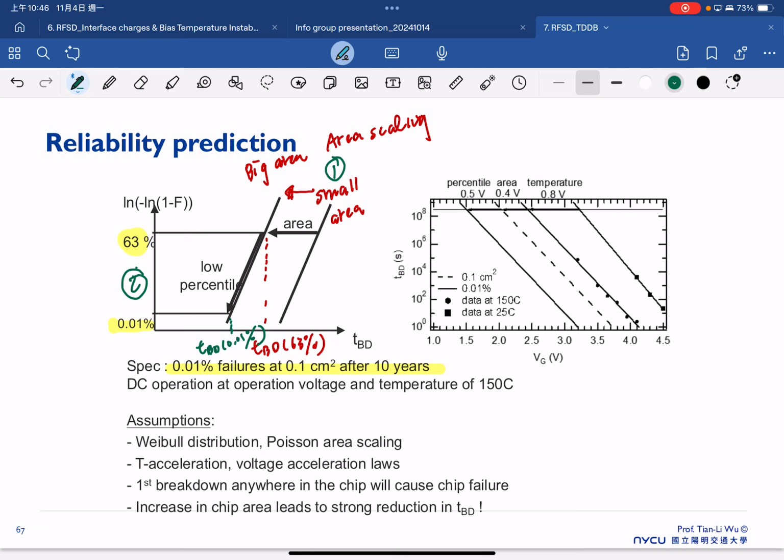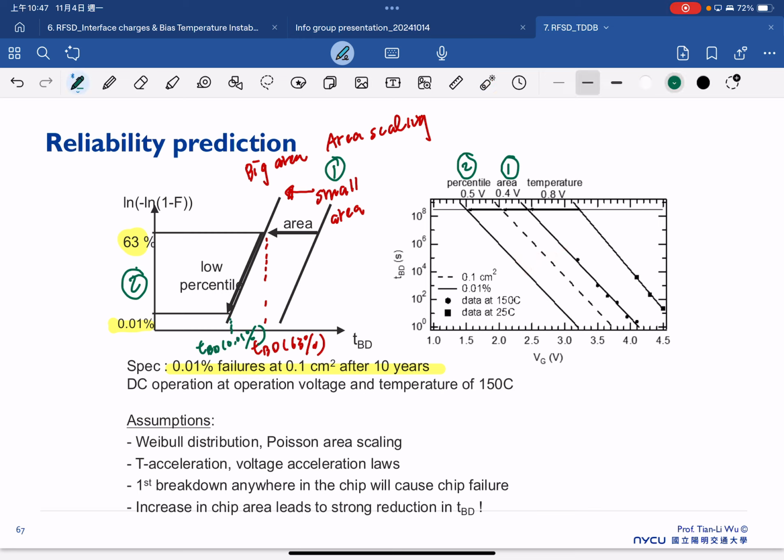So this is actually the theme here. First, we do the area scaling, and second, we do the percentile. Of course, here I just ignore the temperature, so I mainly focus on the data coming from 150 Celsius degree. So we do the testing at 150 Celsius degree. We have this data set here. Then we can shift to the left due to the area scaling, and then shift to the left again due to the percentage shifting here.